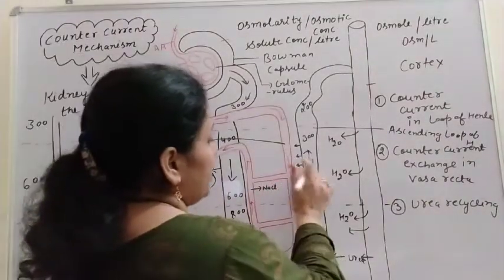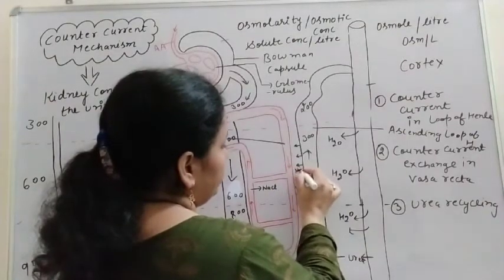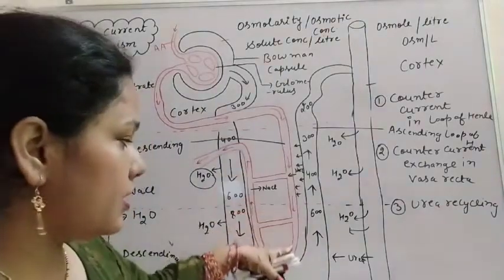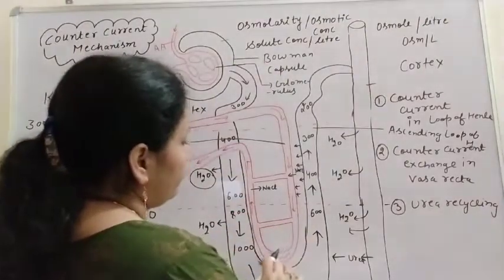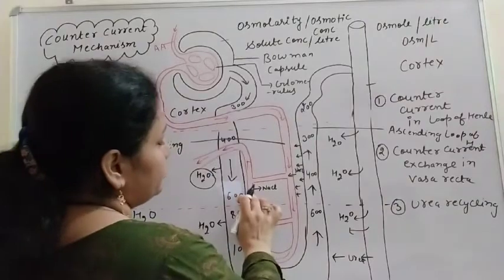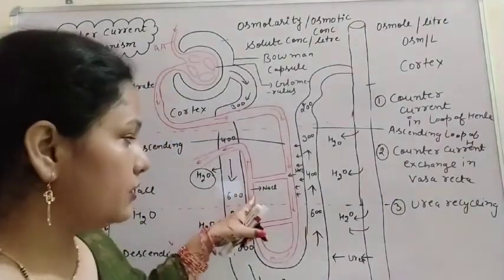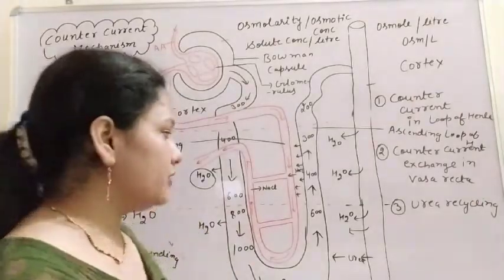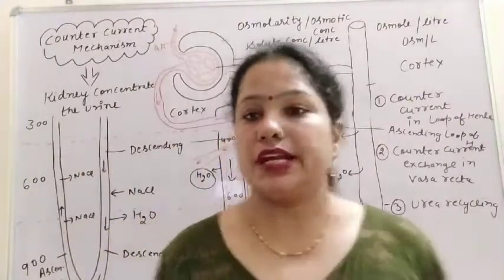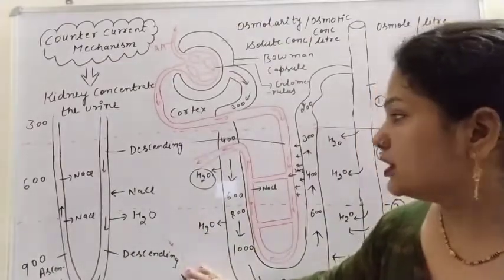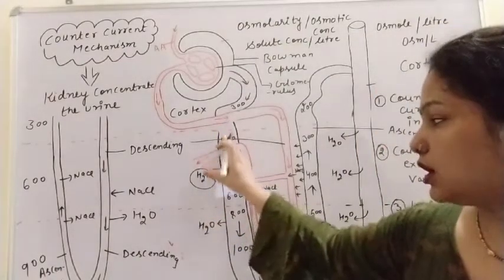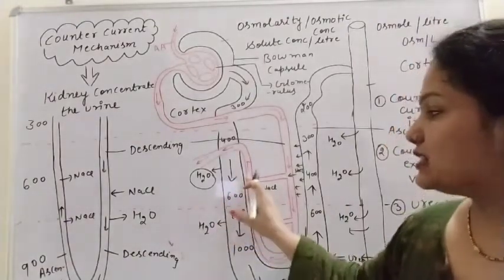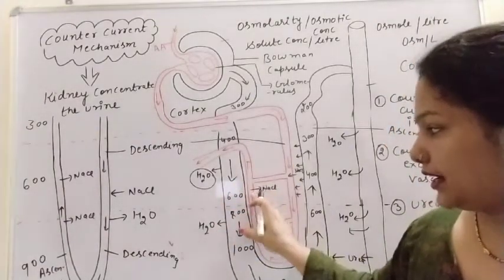So this NaCl then comes into the descending vasa recta, and then from the ascending vasa recta, this NaCl again comes into the interstitial fluid. By this, the osmolarity is maintained in the interstitial fluid as well as in the tubule, the loop of Henle, and the vasa recta.